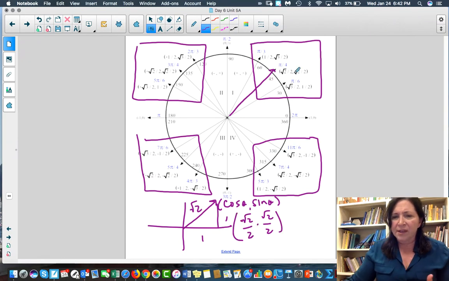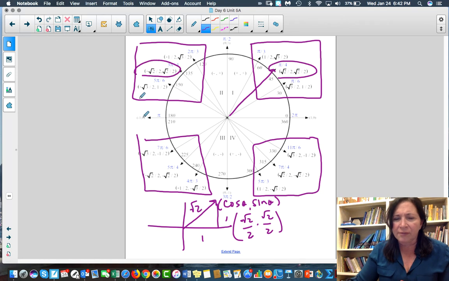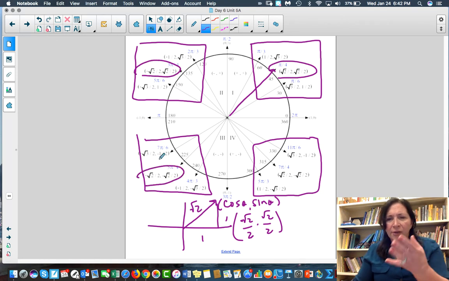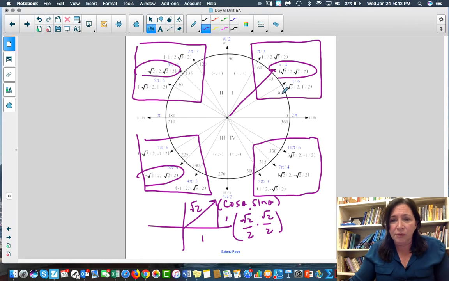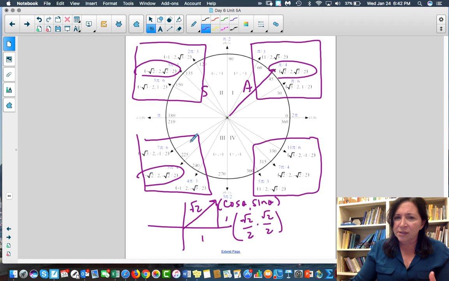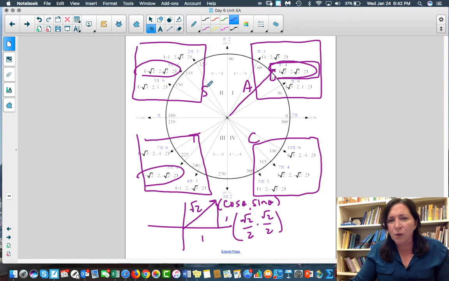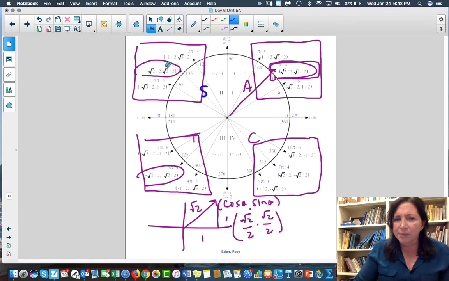Now, the point is that in every quadrant for 45 degrees, you're going to see that the values are all root 2 over 2. And what that means is they're all going to be root 2 over 2, except for, remember our mnemonic that said all students take calculus? In the first quadrant, root 2 over 2, root 2 over 2 is going to stay as root 2 over 2. In the second quadrant, only sine is positive, which means, remember how it goes cosine and then sine? Well, sine is positive, but this value is negative.